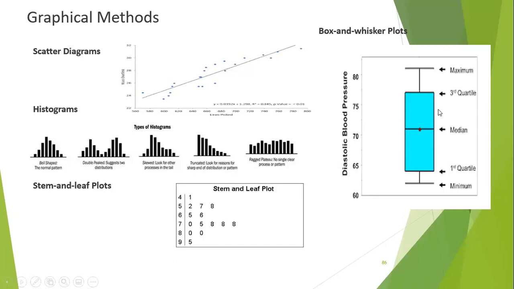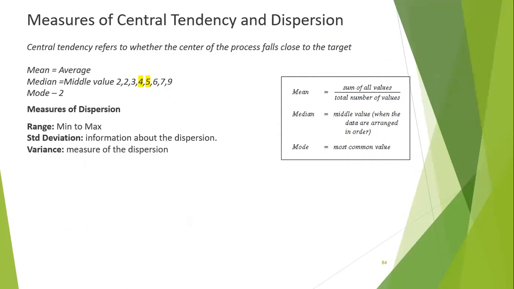And this is a quartile. This box and whisker plot mainly talks about the quartile. So what do you mean by quartile? Quartile, in the sense, for example, we took the same data, right? For example, here the data is 2 to 9.